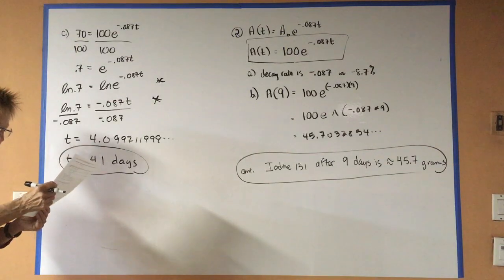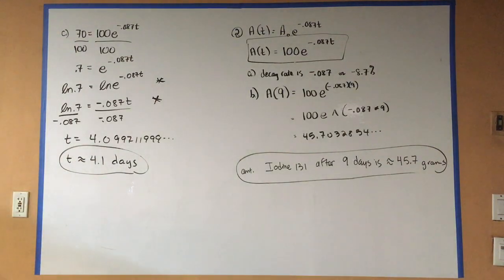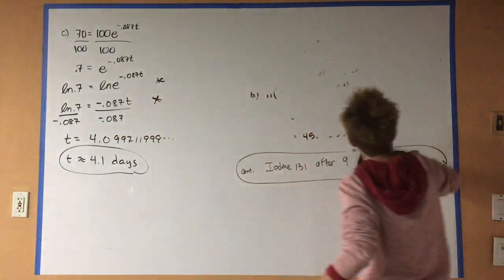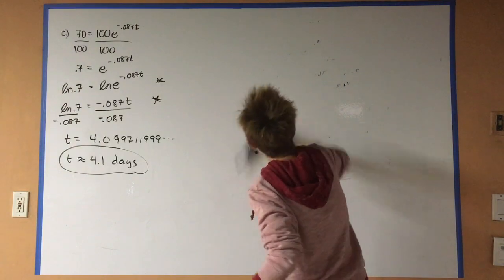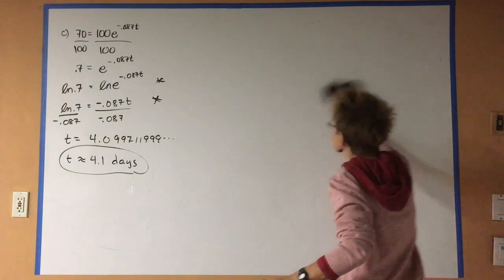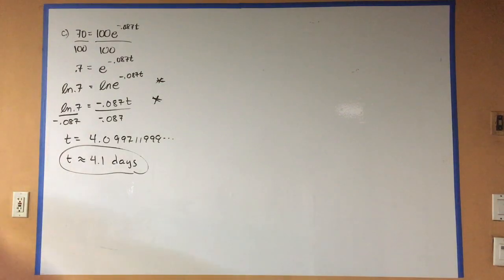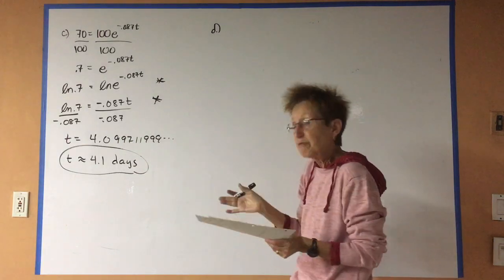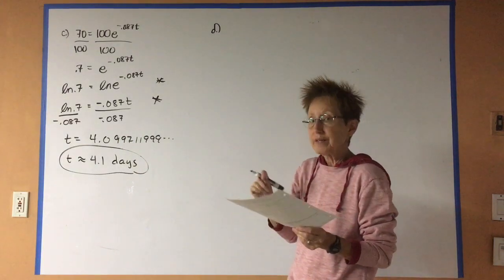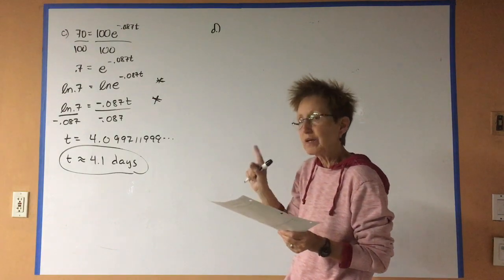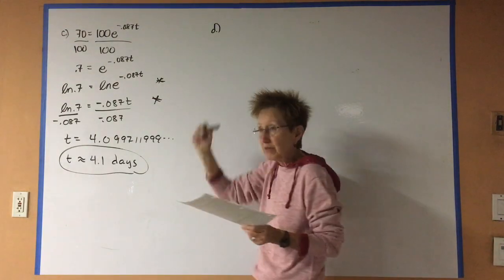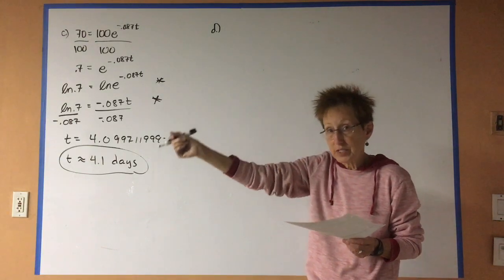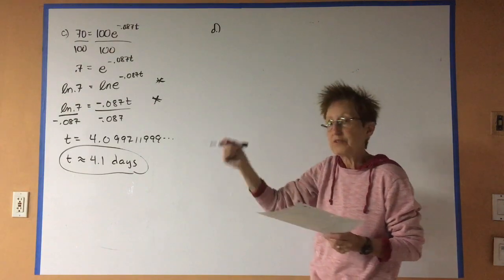And we have one more question here, part D. Let's go take a look at that one. D says, what's the half-life of iodine 131? So what are they asking for here? What did we start with? We started with 100 grams, right? So half-life, that means they want the 100 grams. They want to know how long it takes the 100 grams to turn into how many grams? Half of 100, so 50.